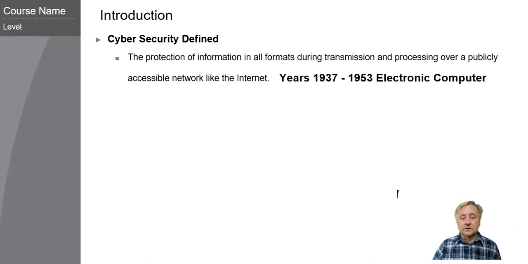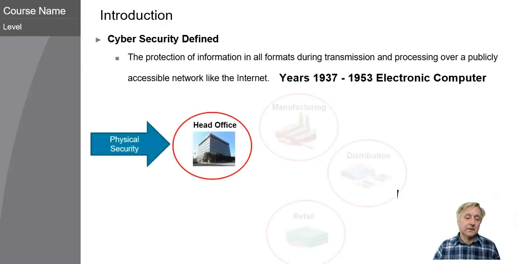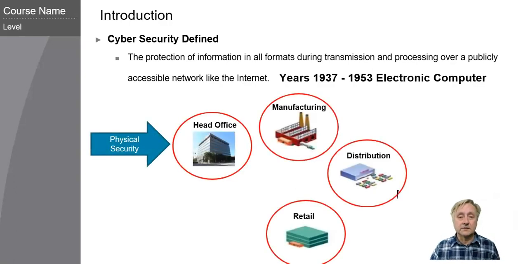The first years were 1937 to 1953. This is when the electronic computer was created, just before leased lines started up. Head offices and manufacturing facilities had this red circle around them, which shows that they're protected by physical security. Physical security has always been a predominant thing in property management, but certainly in the cybersecurity world, as we become more connected, you're going to see that physical security is not a big factor anymore.